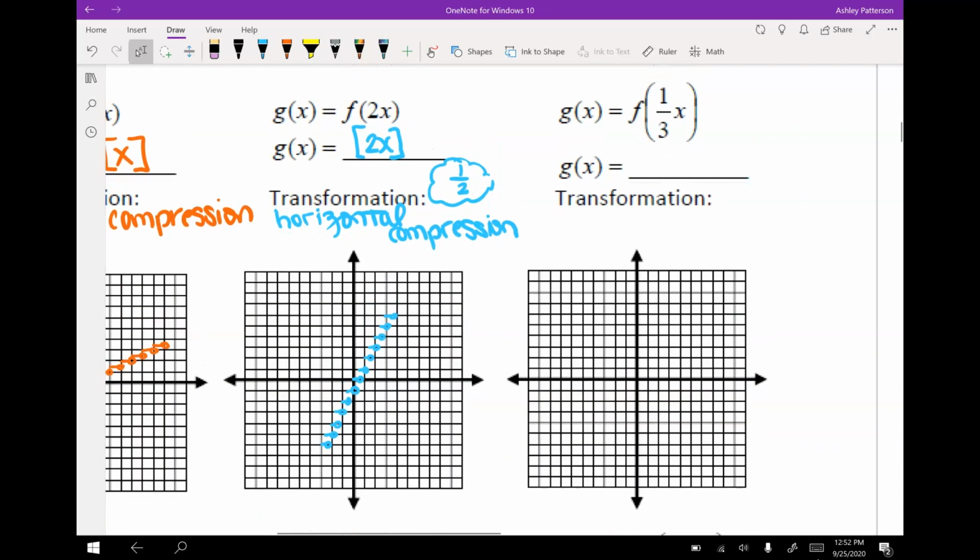Okay, so working in the opposite direction, f of 1/3 x. f of x is defined as the greatest integer. 1/3 x is where the x input value lies. So we are going to see a horizontal stretch. The given b value is 1/3. Its reciprocal is 3. 3 is greater than 1, so we have a horizontal stretch.